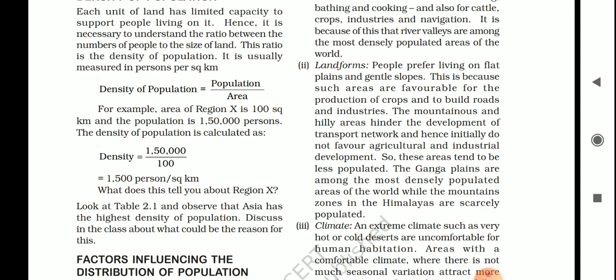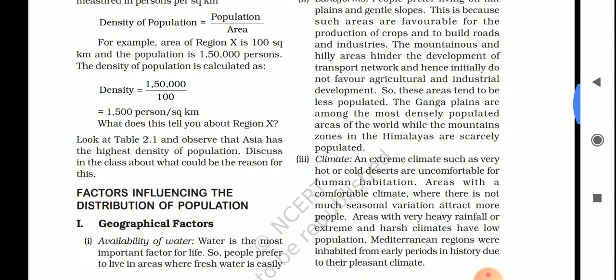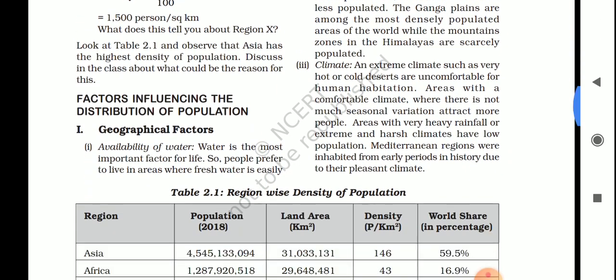So the Ganga plains are among the most densely populated areas of the world, while the mountain zone in the Himalayas is scarcely populated. Why? Because you can see less population in this region. Next is climate. Climate is also a geographical factor. An extreme climate such as very hot or cold deserts is uncomfortable for human habitation. Where it is very cold, or even in the desert area, people cannot survive, right? Areas with a comfortable climate where there is not much seasonal variation attract more people. So this is about the climate.